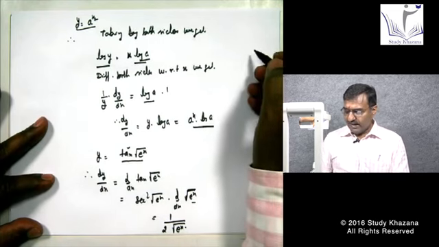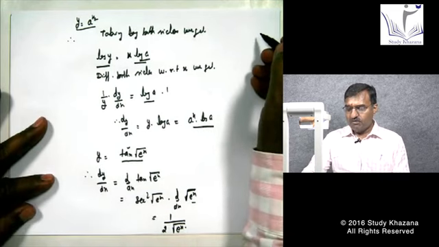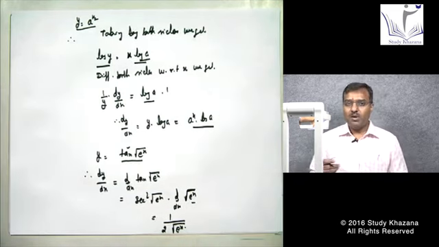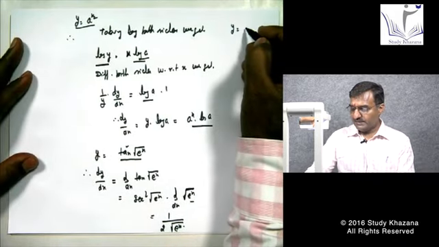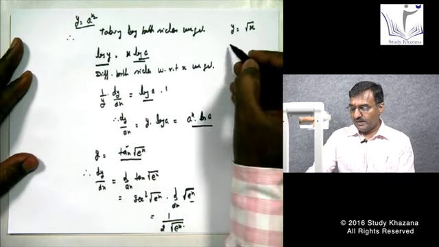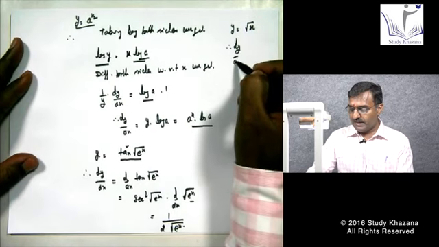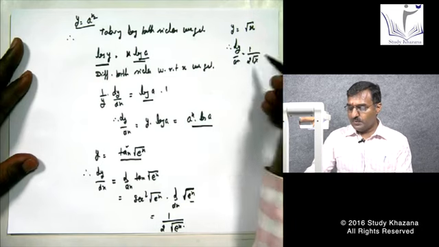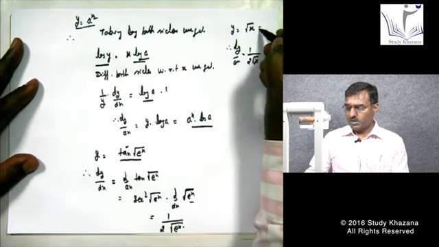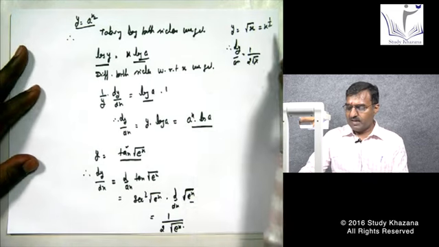You can easily find that the derivative of root x comes 1 upon 2 root x. I can show you here. If it is a function like y equals root x, what is the derivative? dy by dx comes 1 by 2 root x, because it is nothing but x to the power half.